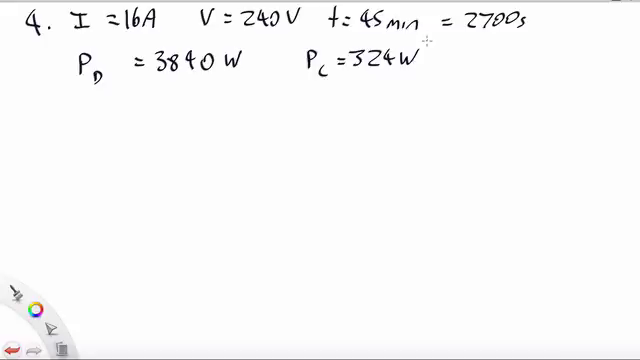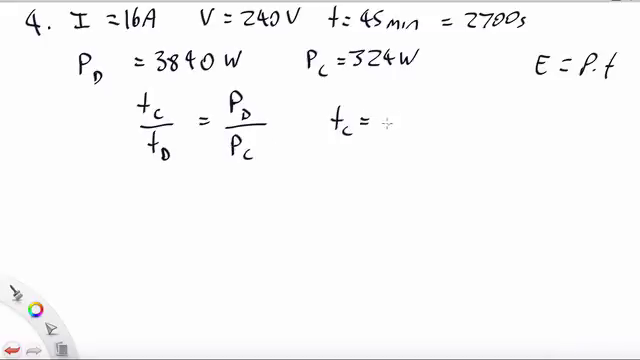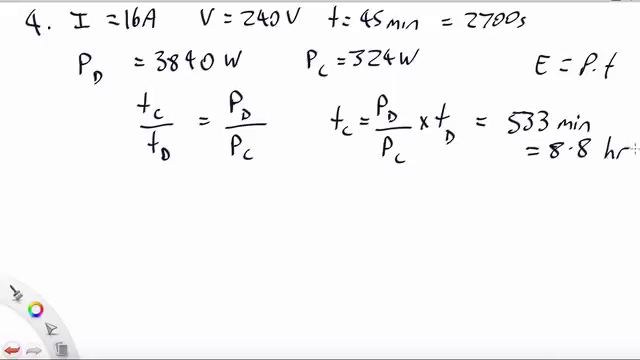So in fact, the easiest way to approach this problem is to look at it in terms of ratios. So the time for using the computer over the time for using the dryer, since energy is power times time, is the power of the dryer over the power of the computer, and that means the time you can run the computer is power of the dryer over power of the computer times the time the dryer runs, and that turns out to be 533 minutes, or that will be 8.8 hours.